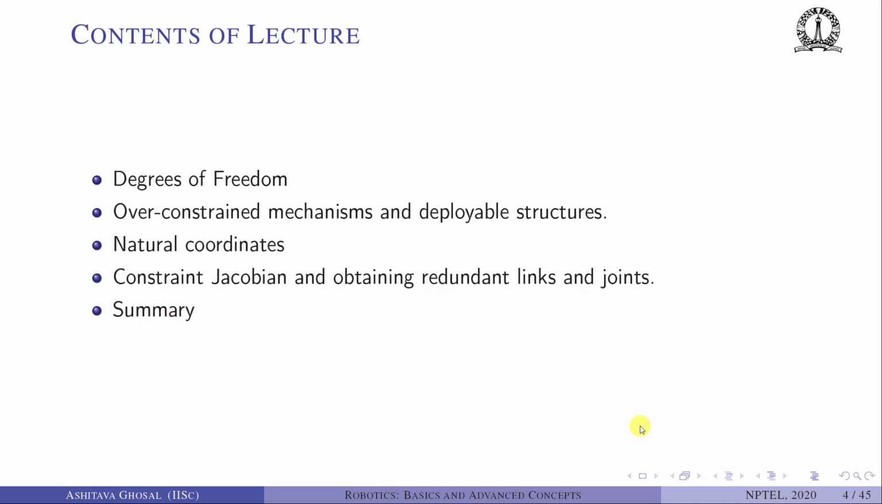First, we will use a set of coordinates which are called natural coordinates. Then we will obtain what is called the constrained Jacobian matrix. Then from this constrained Jacobian matrix, we will find the null space, which will tell us the actual degrees of freedom of that over-constrained mechanism. It also helps us tell which are the redundant links and joints in that mechanism.